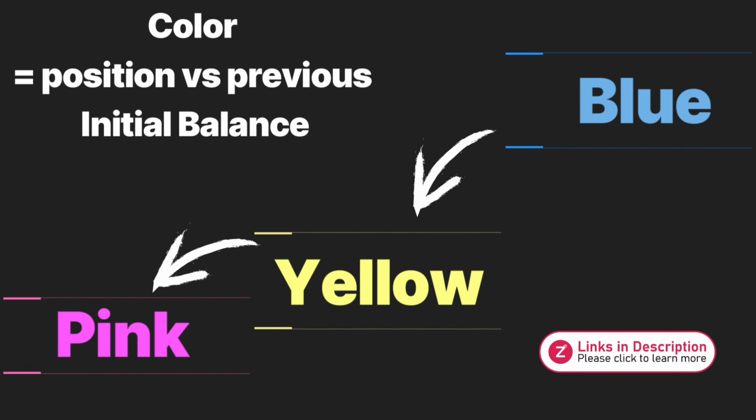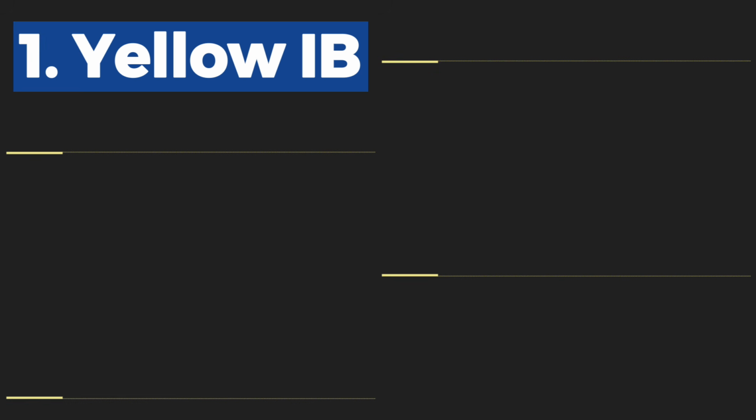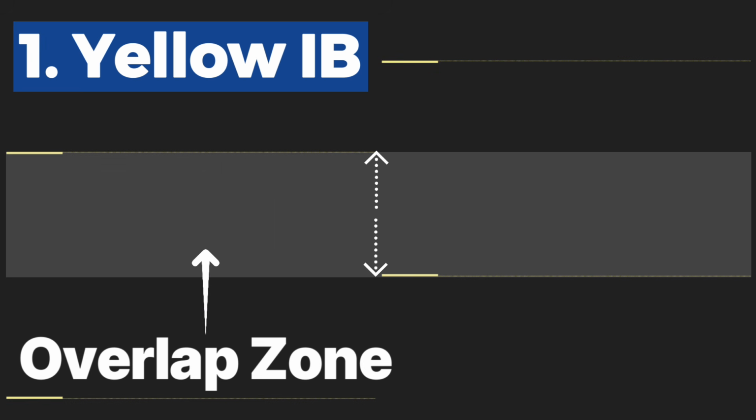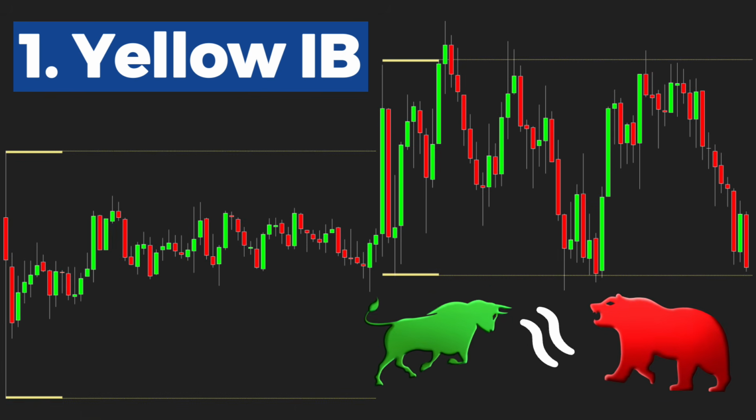The color of the initial balance is not decorative, but is used to represent the market's position and state relative to the previous segment. 1. Yellow initial balance, repeating balance. When the current initial balance overlaps with the range of the previous initial balance, Flex TPO colors it yellow. This indicates that the market has not created a new structural shift. Buyers and sellers continue to compete, and the market has not produced a clear directional signal.